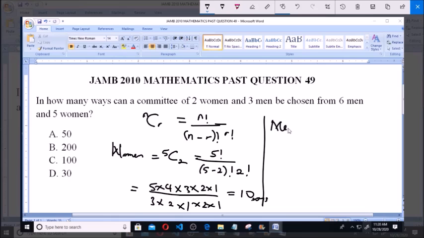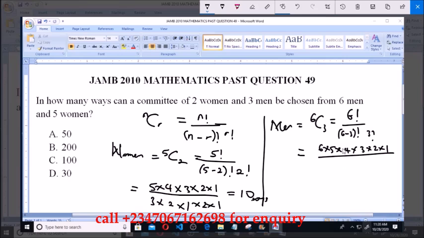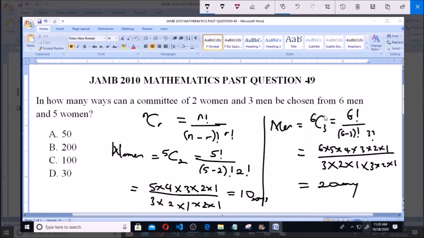Now for men, we are asked to pick 3 men from 6 men. That is 6 combination 3. So this is equal to 6 factorial all over 6 minus 3 factorial, 3 factorial, and that's equal to 6 times 5 times 4 times 3 times 2 times 1 all over, now 6 minus 3 is 3, so 3 factorial, 3 times 2 times 1, then multiplied by 3 factorial again, 3 times 2 times 1, and when you carry this out, it will give you 20. So there are 20 ways by which 3 men can be chosen from 6 men.